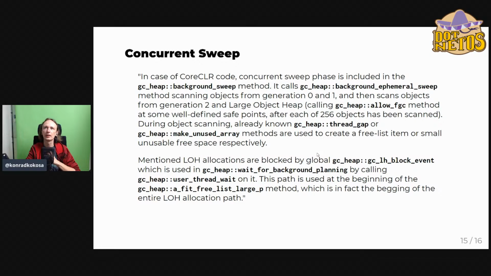In case of a concurrent sweep, there is a background sweep method, as I covered. It is split into the background ephemeral sweep, which is for Gen 0 and 1, and then the rest is also done inside the background sweep, which is the algorithm that I covered. The most important will be the thread gap method and make unused array. Those are for creating those free items. So you can look at the thread gap method or make unused array for looking how those gaps are created.